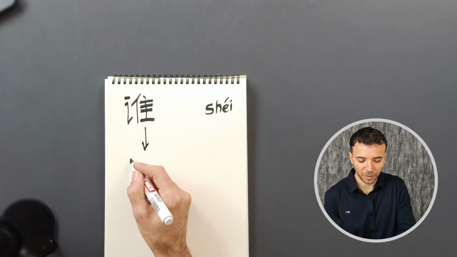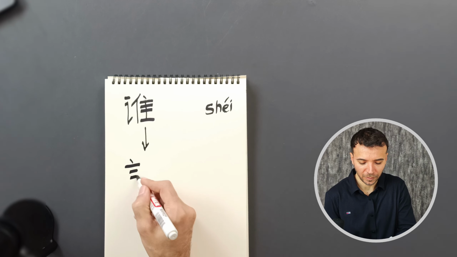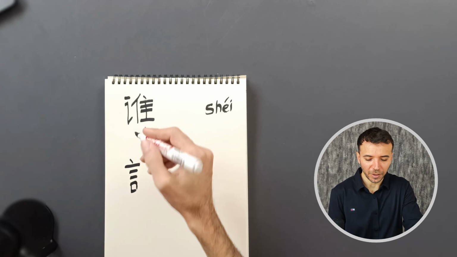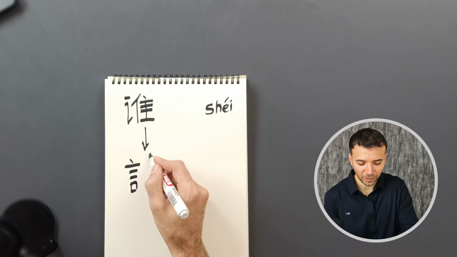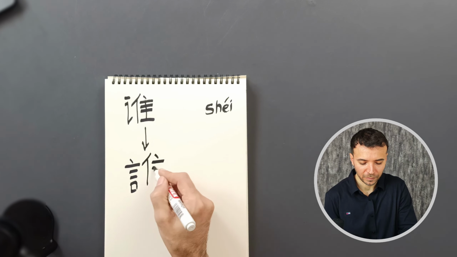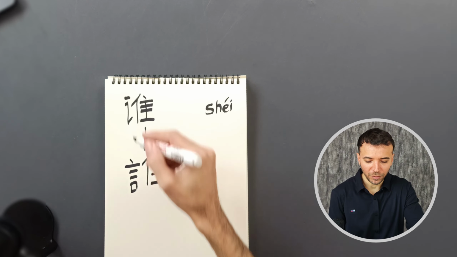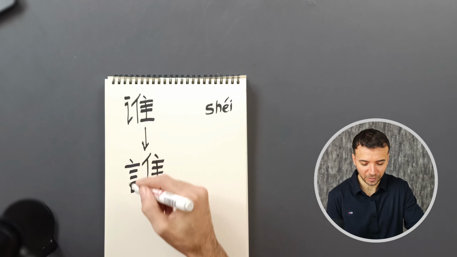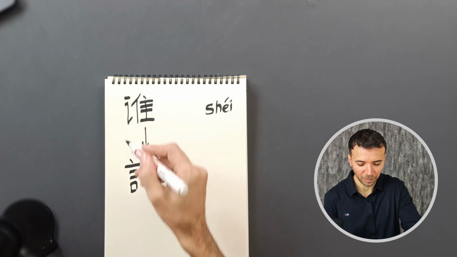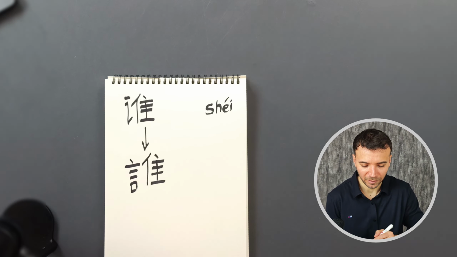This is a very common pattern. A lot of the times, this in traditional becomes this. So the rest of it is the same. But whenever you see this one, there's a good chance that it came from this shape, okay? This shape becomes this in the simplified one. Shéi means who, is very easy to use. 谁要回家, who wants to go back home. 谁要去, who wants to go.